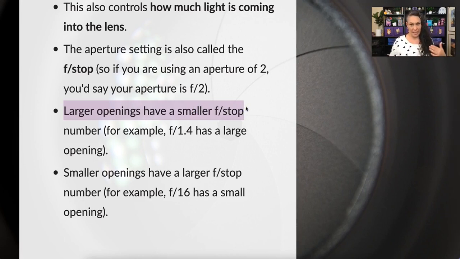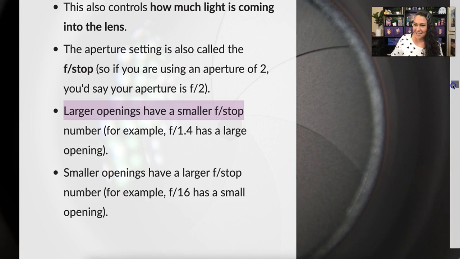Larger openings have a smaller f-stop number. This is the part that kind of confuses people. I'm not really going to go into the reasons why they decided to do that, but it's just something that you kind of learn to live with, that you'll basically start to memorize. The more you do it, definitely helps out. So large openings have a smaller f-stop number. For example, f1.4 would be a large opening, whereas f16 would be a small opening. Like I said, we're just going to keep practicing this stuff and you'll get it.